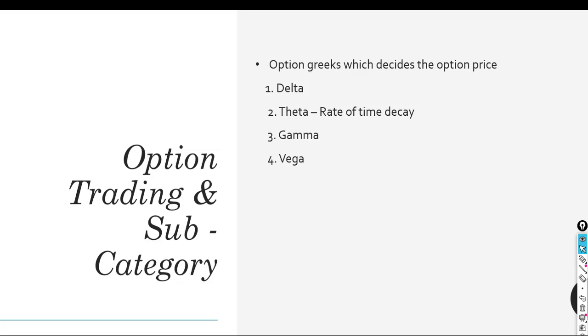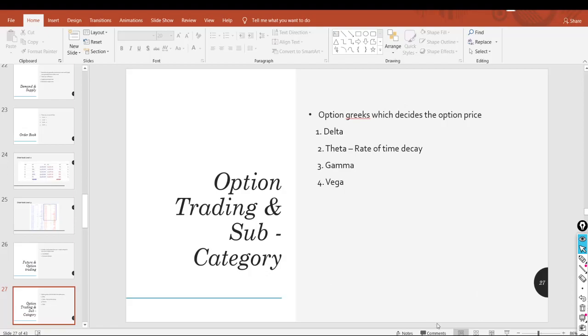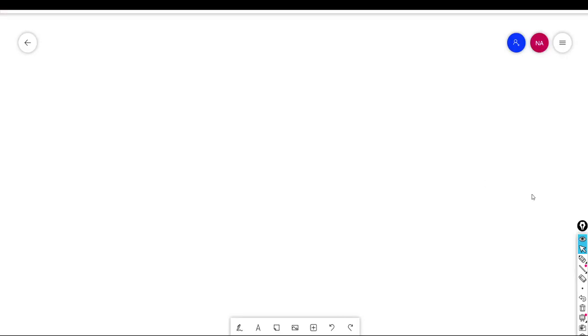So in this section, we'll discuss option trading and its subcategories. So option trading, option price, how the option price moves. Generally, option price moves with option Greeks. Okay, so there are four different categories in it: delta, theta, gamma, and vega. So let's look at what delta is first.